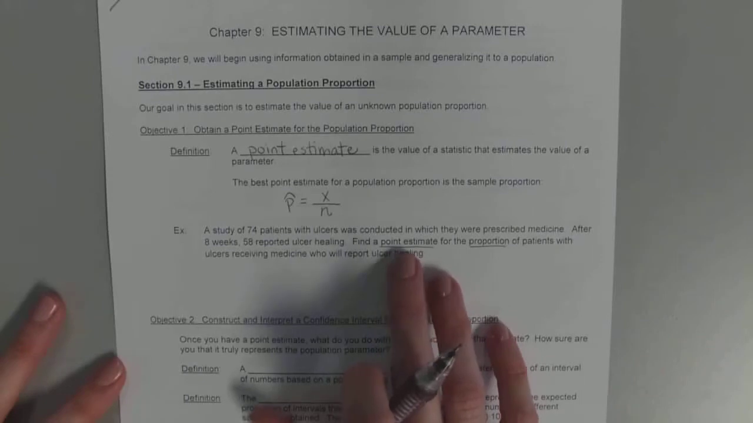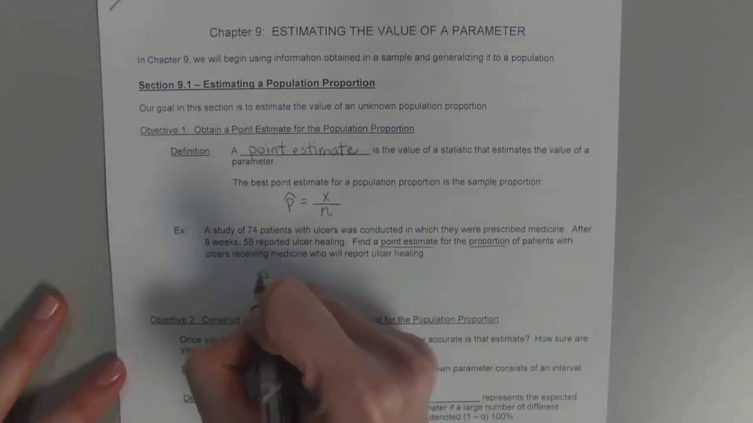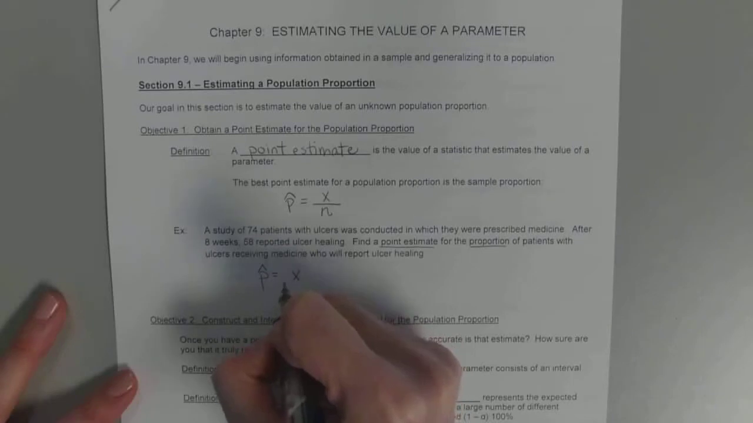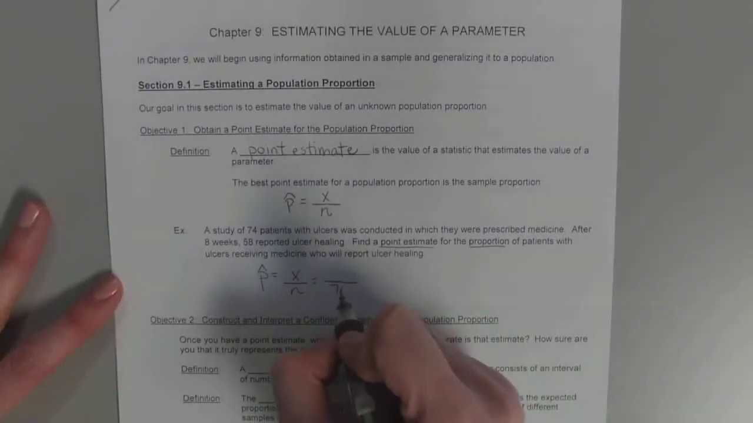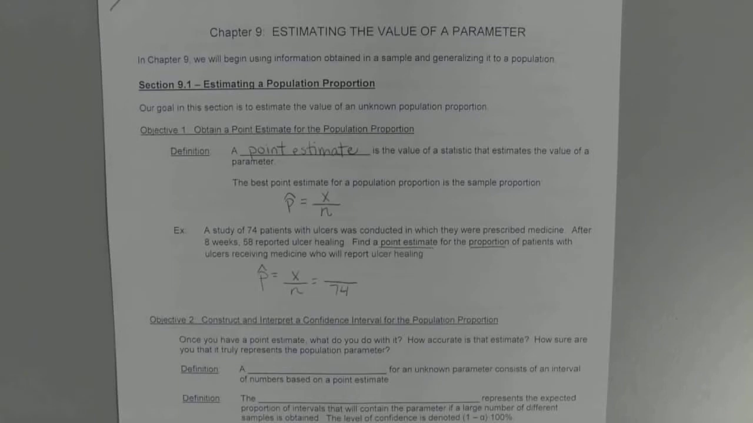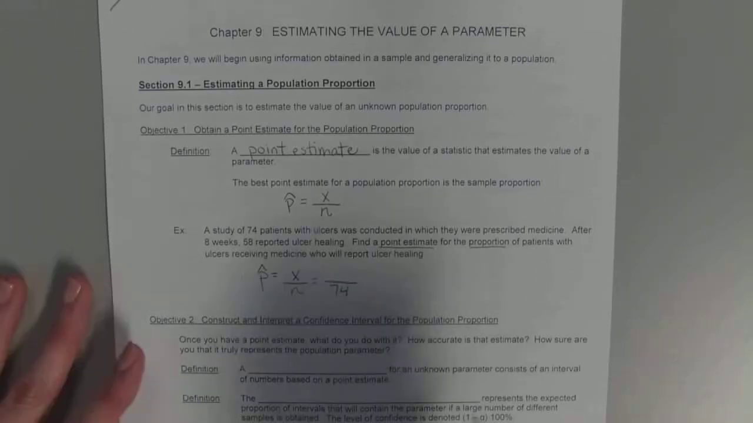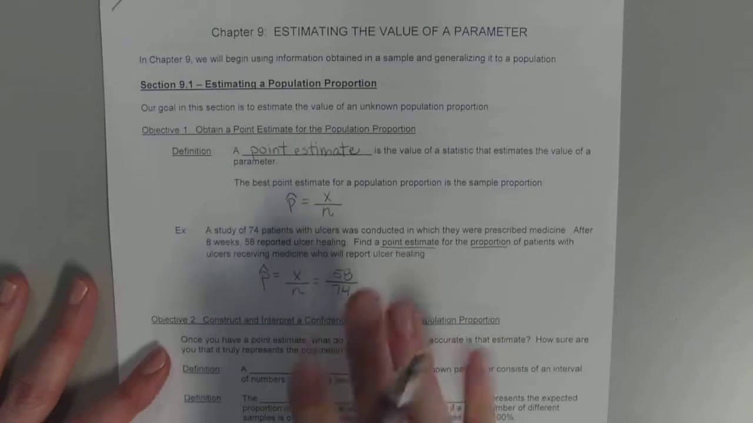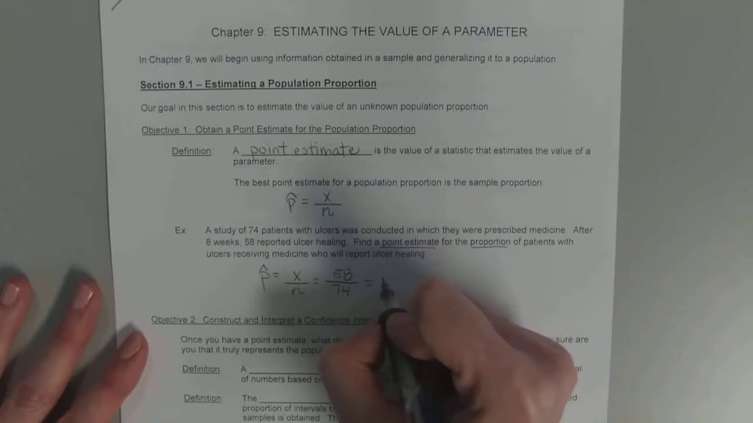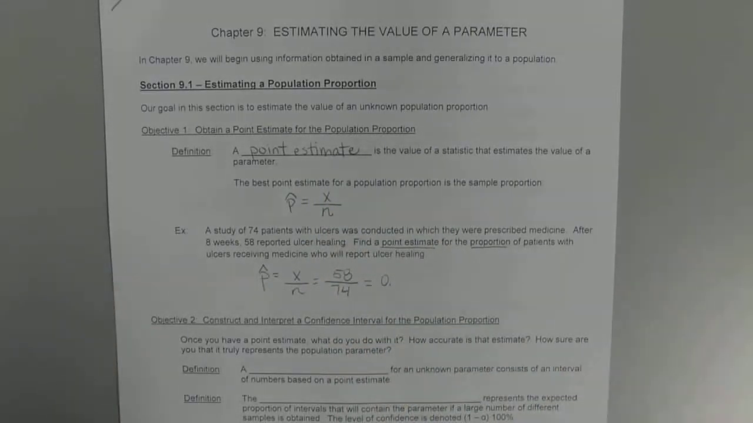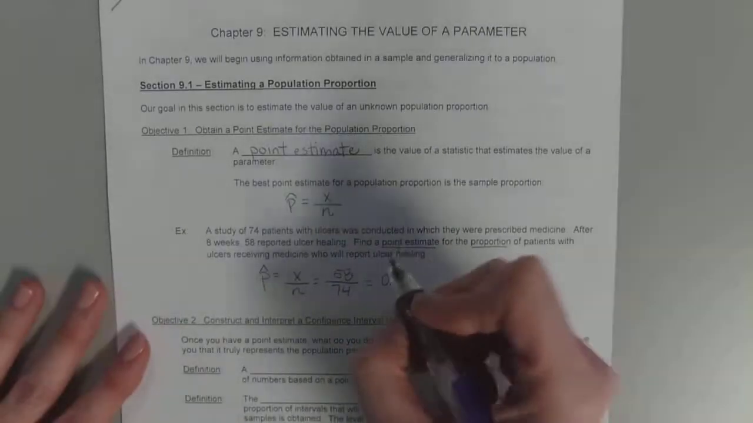So a point estimate is just one single value, and for the proportion, it's going to be p hat. How do we find p hat? X over n. And you actually had a problem exactly like this on the test. How many total people did we study? 74, so that will be our bottom. And of those total 74 patients, how many said their ulcers got better? 58. So you just do that division. Let's round to 3 decimals. What do you get to 3 decimal places? 0.784, does that look right?